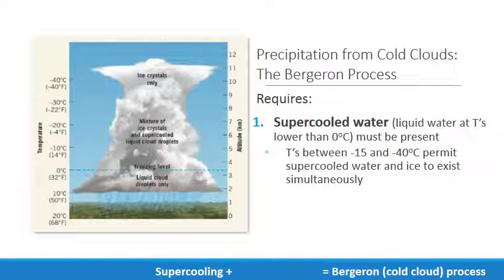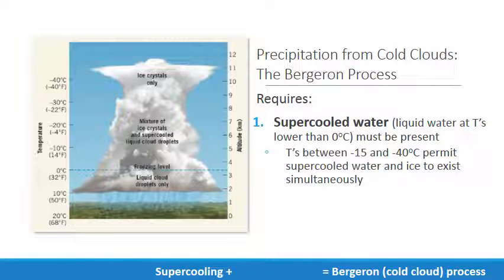The Bergeron process is named for its discoverer, Tor Bergeron. It generates much of the precipitation in the middle and high latitudes. The mechanism behind it operates using two important properties of water: the fact that we have supercooled water and the fact that the cloud is supersaturated. So supercooled water, let's tackle that one first.